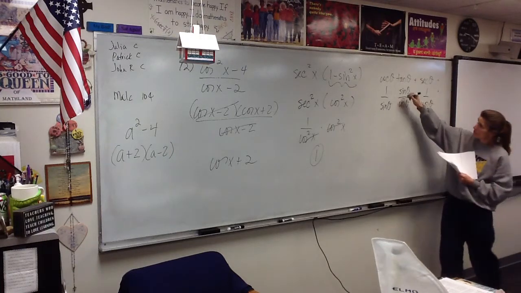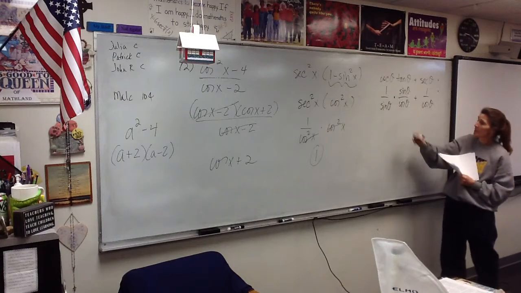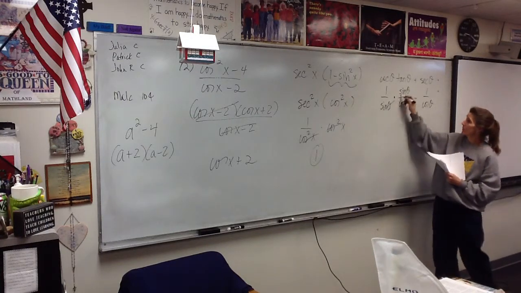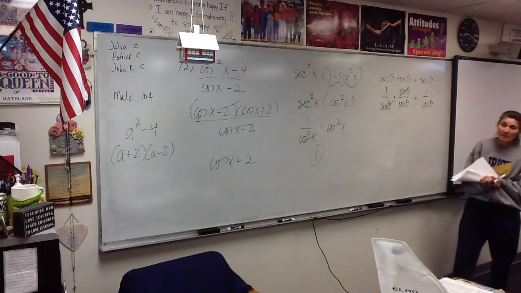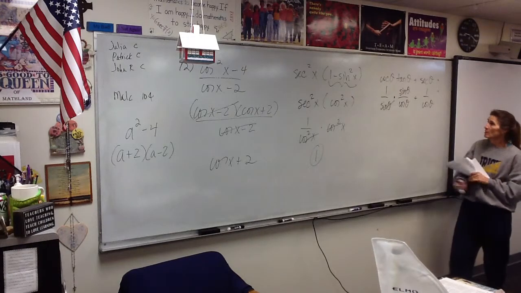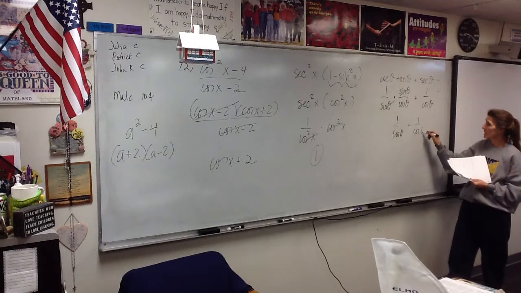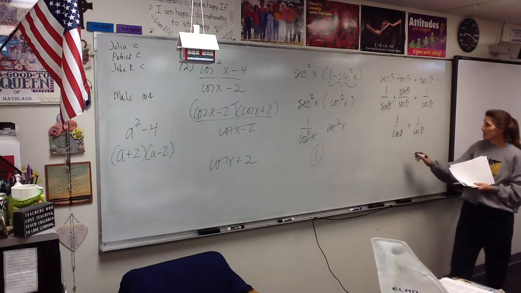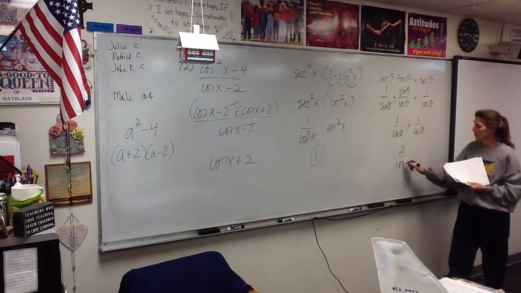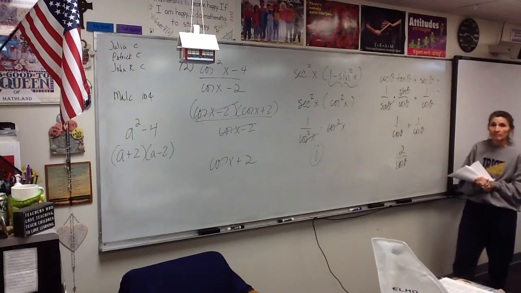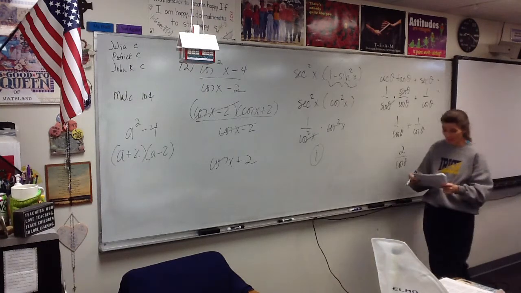Now, this is a multiplication here, kids. These guys are getting multiplied. These will cancel. In a multiplication, those cancel. So we're left with 1 over cosine plus 1 over cosine. Wait, that's 2 over cosine. That's it. You're done. Very, very good.